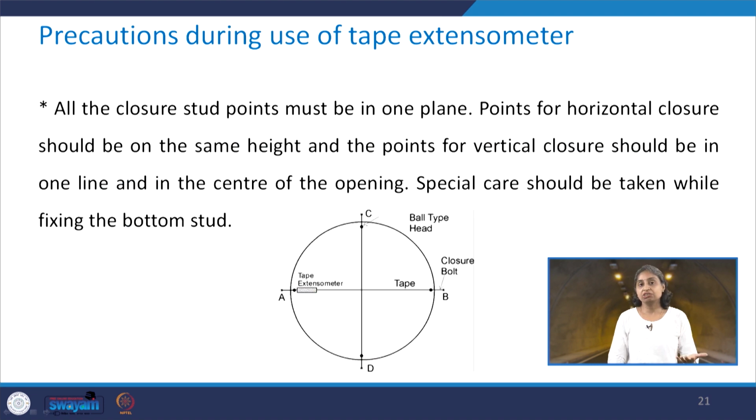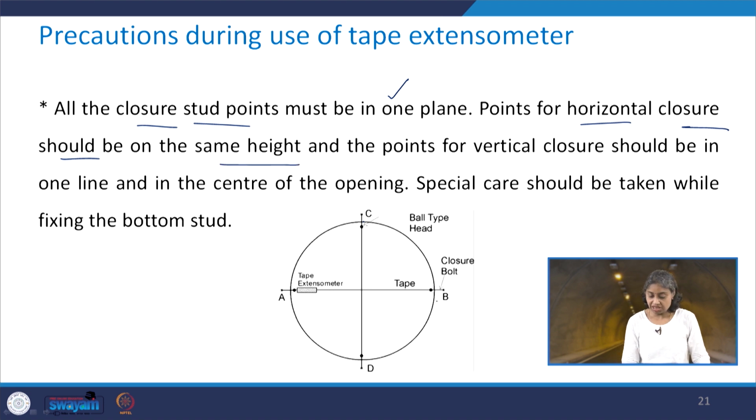Coming to the precautions while using the tape extensometer, it is assumed that all the closure stud points are in one plane, because otherwise whatever is the distance between the two reference points will not be the correct one. So that is one of the precautions that one needs to take, that all these points should be in one plane. Points for the horizontal closure should be at the same height, which you can see here: if we want to measure the distance between the reference points A and B, these should be at the same height.